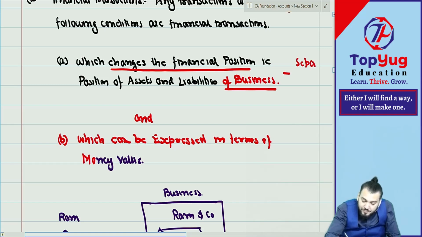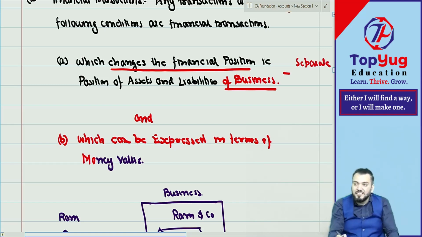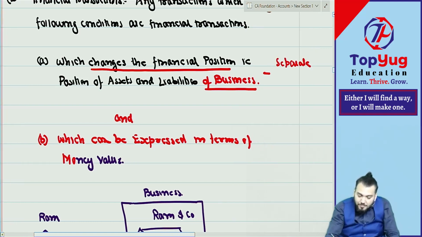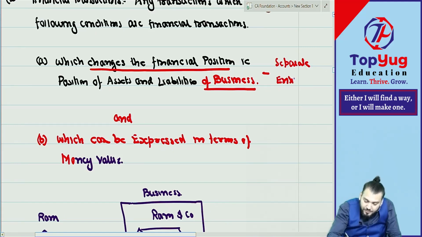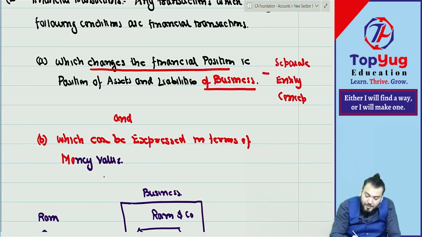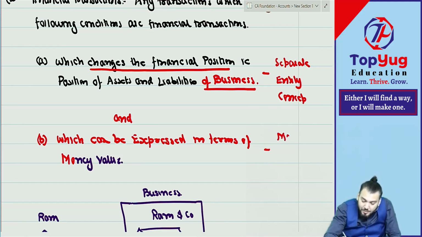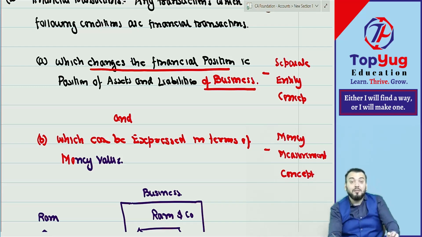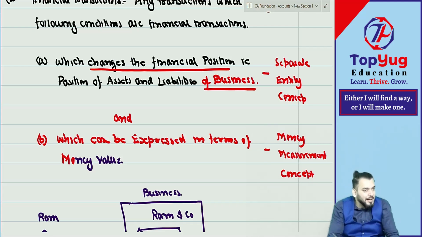Separate entity concept. Correct. Means this point has been taken from the separate entity concept. And which can be expressed in terms of money value, means money measurement concept. Understood? Without this, we cannot identify the transactions. So this becomes a very basic concept of accounting.